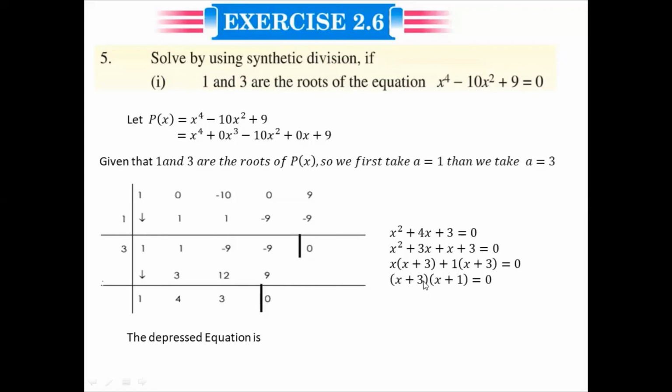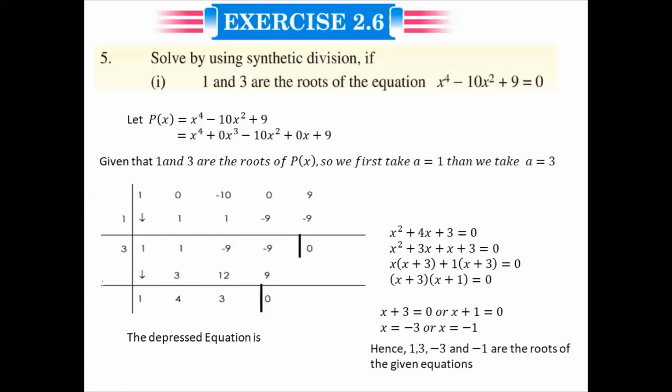Since the product of these two terms is equal to 0, so x plus 3 is equal to 0 or x plus 1 is equal to 0. When x plus 3 is equal to 0, it means x is equal to minus 3, and when x plus 1 is equal to 0, it means x is equal to minus 1. Hence 1, 3, minus 3 and minus 1 are the roots of the given equation.